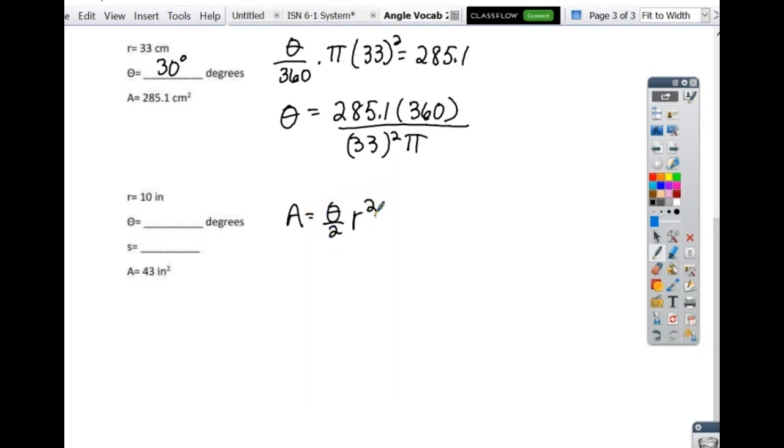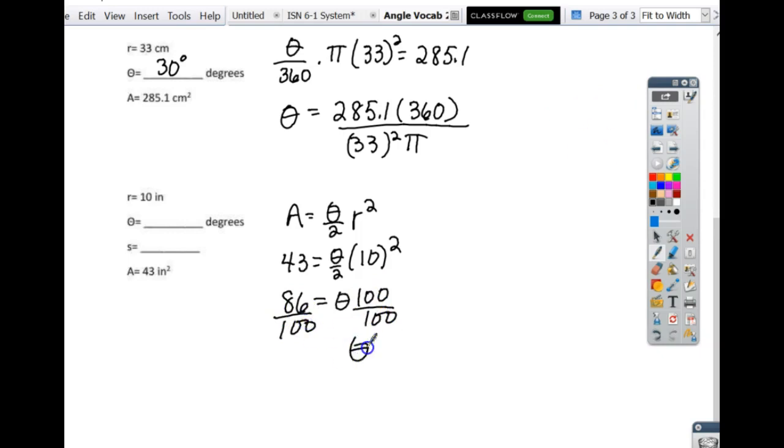Okay, so my A is 43. I have theta over 2, and my R is 10 squared. So now I can find my theta, correct? So I'm going to take 43 times 2. Jada is 86. Thank you. And then divide by 100, right? So I get 0.86. And this is my theta in radians.